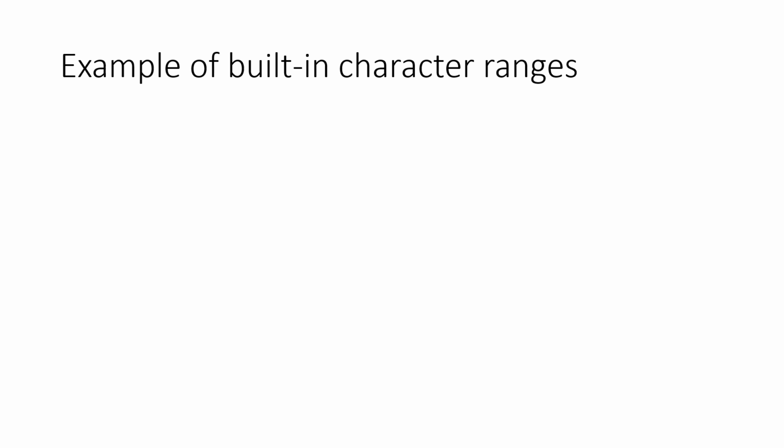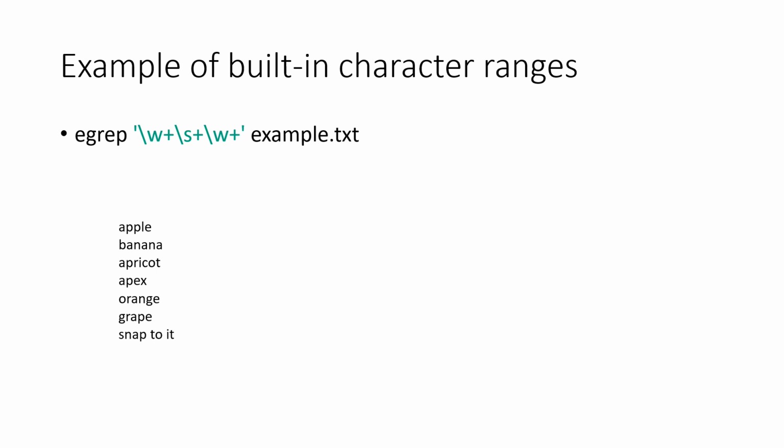Let's look at that example on a piece of text. So we're going to do egrep on \w+\s+\w+ with apple, banana, apricot, apex, orange, grape, and snap to it. And what will happen is the only thing that's going to get printed out by this is snap to it, as it is the only thing that actually has 2 words separated by white space.